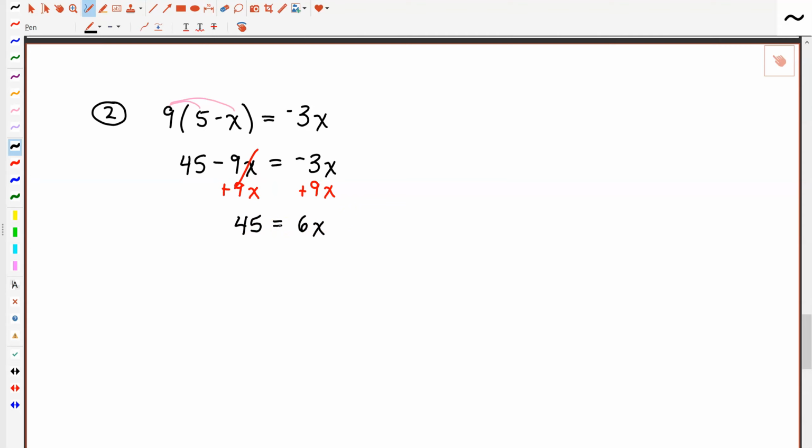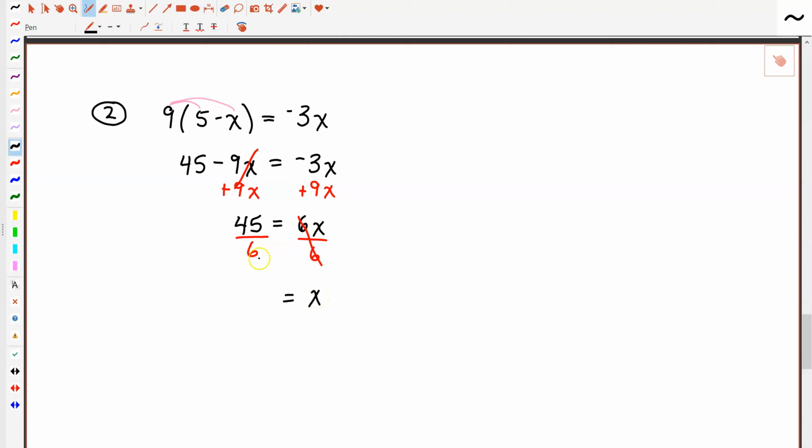Now, I want this variable to have a coefficient of 1. Right now it's a coefficient of 6. Because multiplication connects that 6 to the variable, to get that 6 out of there, I'm going to divide. So I'm going to use my fraction bar, and I'm going to divide both sides by 6. Those two pieces will technically cancel, which means on this side I'm just going to get my variable by itself, x.